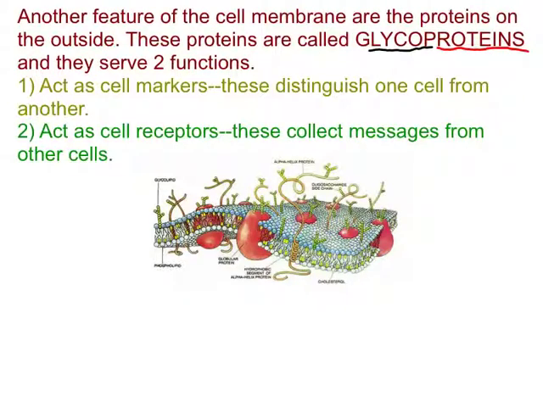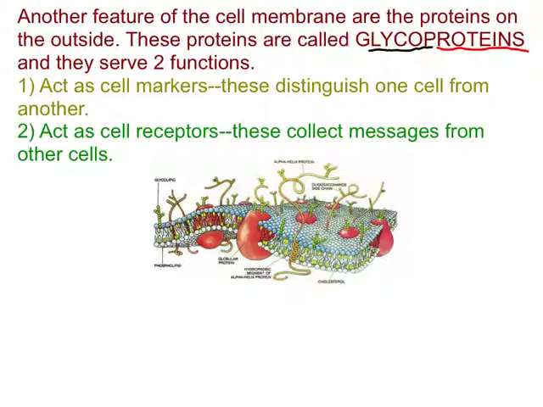Another feature of the cell membrane are the proteins that are located on the outside of the cell. These are called glycoproteins. Glyco standing for sugar and protein standing for protein. So sugar proteins. So it's a combination of the two different types of molecules. And as you can see, these are the glycoproteins here. If we pretend that this is the inside, this is the outside, these are glycoproteins. You can see them, kind of squiggly little things on the outside here.